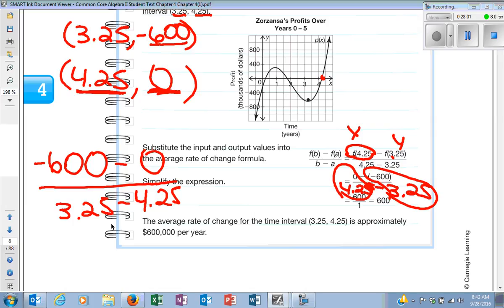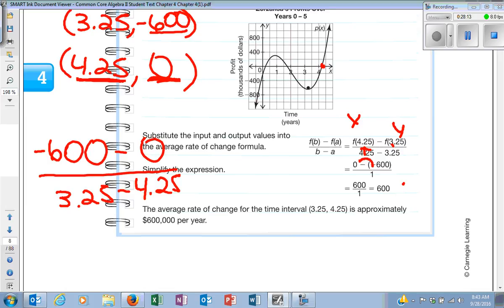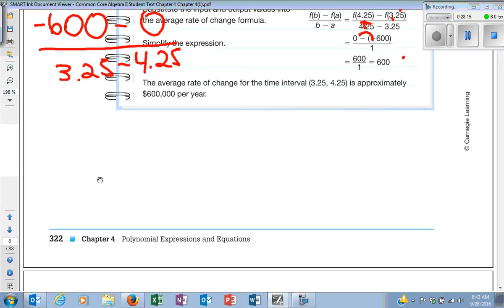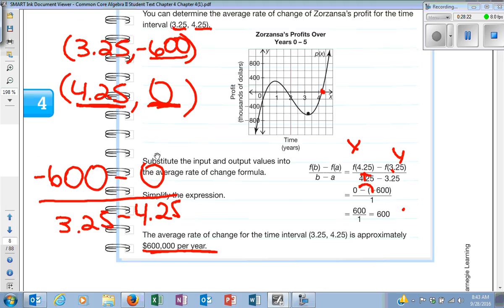Are you with me? Now, they show you the rest of that problem. They show you that when you subtract, really what happens is this becomes a plus, and you get 600 over 1, which means your average rate is about 600,000 per year. Between here and here, you have an average rate of, they make about 600,000 more each year. Are you with me? 600,000 more per year.